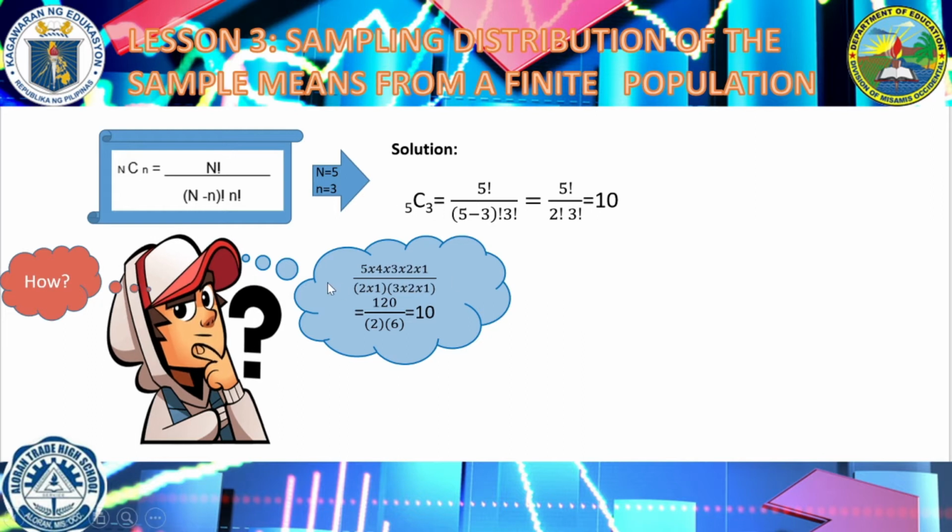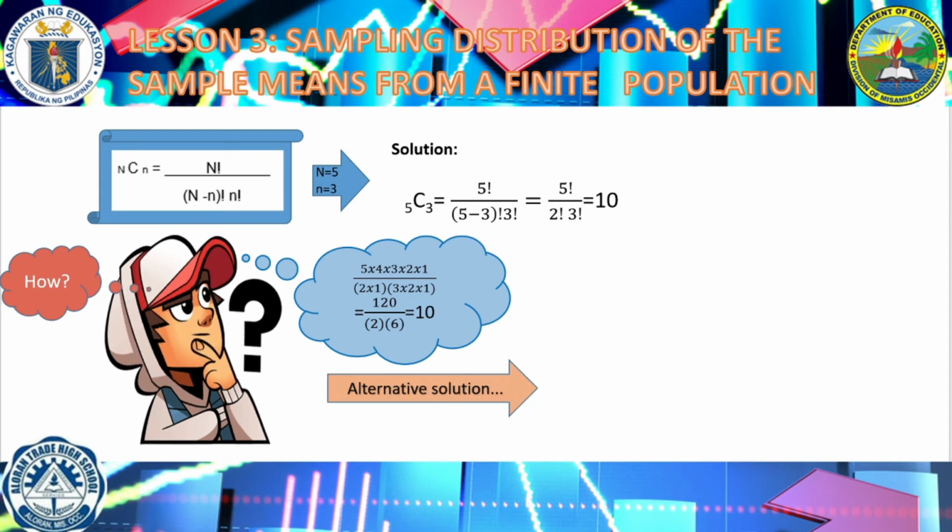So this is the solution. We expand the numerator, so we have 5 times 4 times 3 times 2 times 1. And we expand the denominator. So 2 factorial becomes 2 times 1, while 3 factorial becomes 3 times 2 times 1. Multiplying the numerators, we have 120 as the product, and multiplying the denominators, the resulting answer is 2 times 6. Multiplying 2 times 6 is 12, and dividing the numerator by the denominator, the final answer is 10.